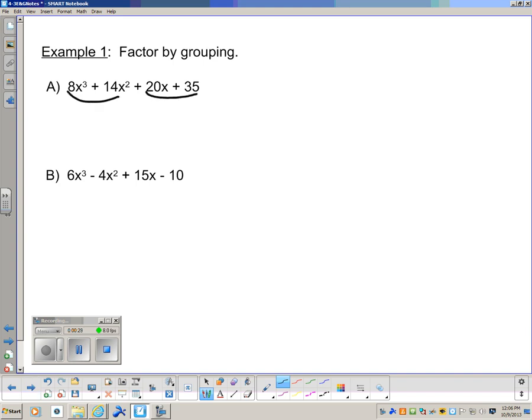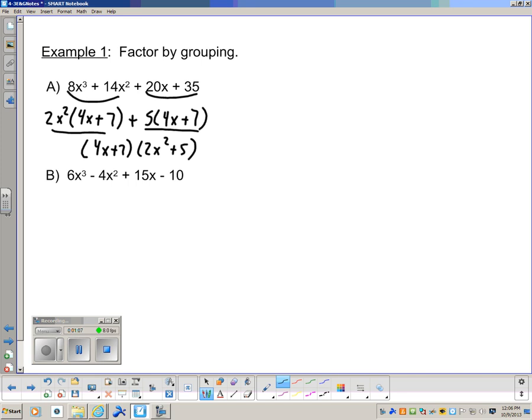So group the first two and group the last two together. In the first two, look for your GCF, and my GCF there is 2x squared. What am I left with? 4x. 2x squared times what is 14x squared? It's 7. Looking there at 20x plus 35, what's the GCF? 5. What am I left with? 4x plus 5 times 7 is 35. So now I can see what's left over in the parentheses is exactly the same: 4x plus 7. And then what's left over on the outside is 2x squared plus 5.